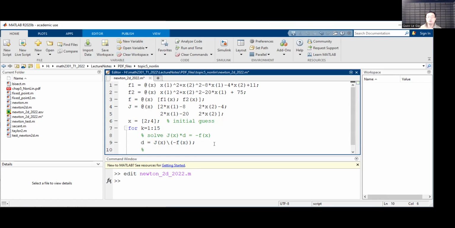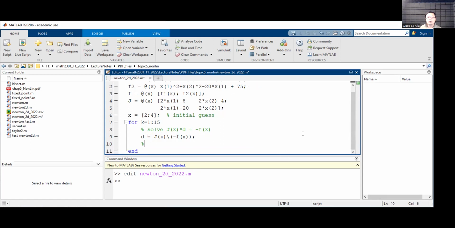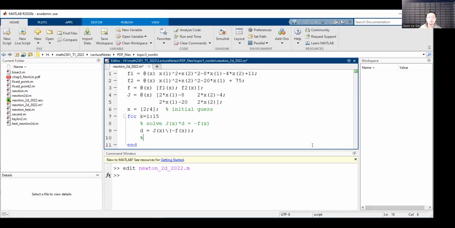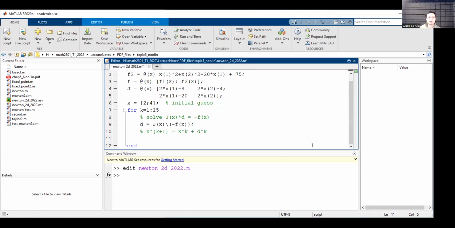Let me make it a bit bigger, yeah? So now what I have is x(k+1). The formula is x(k+1) equals x(k) plus d(k), right? But actually we reuse the variable, so we just take x to be x plus d. Remember, x keeps being reused. And that's it.